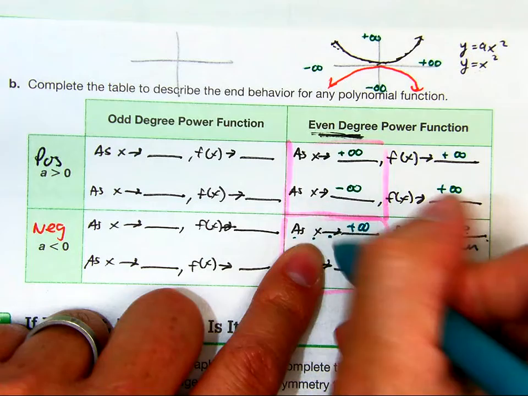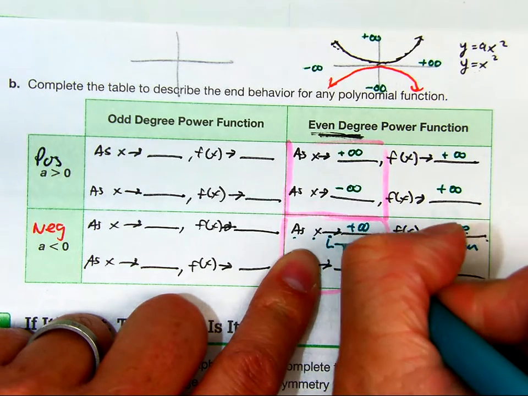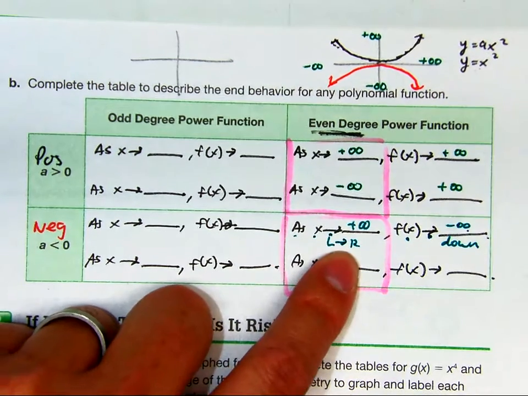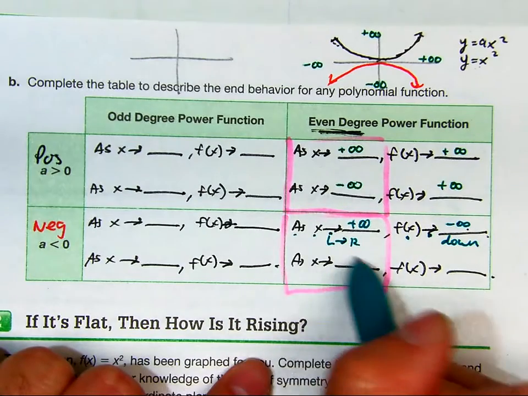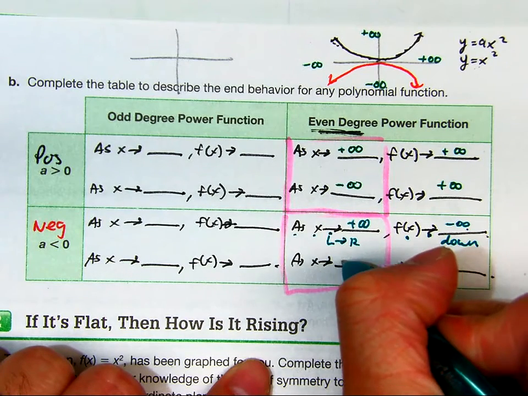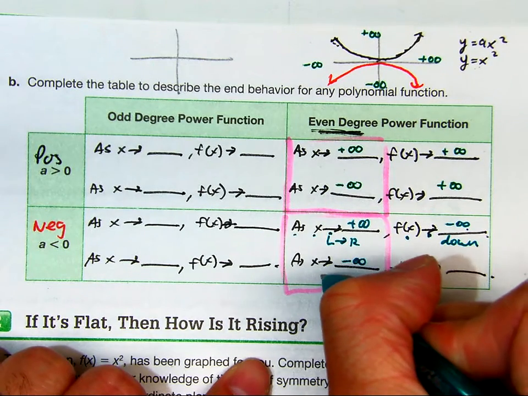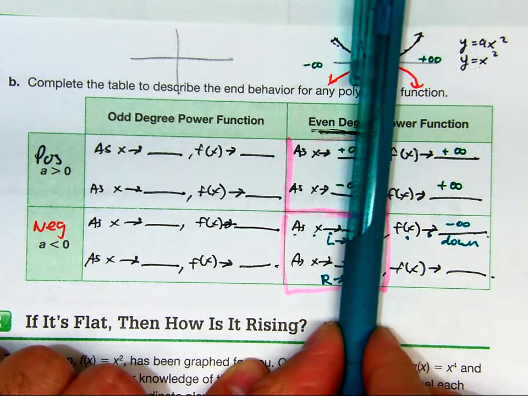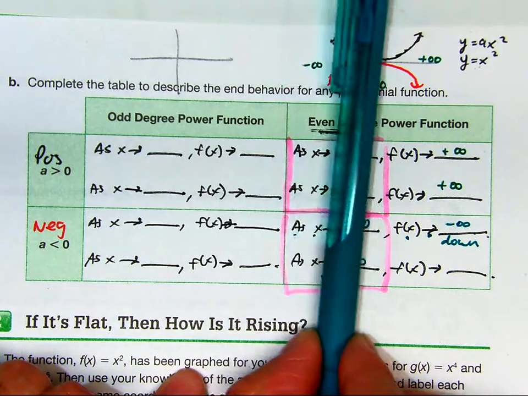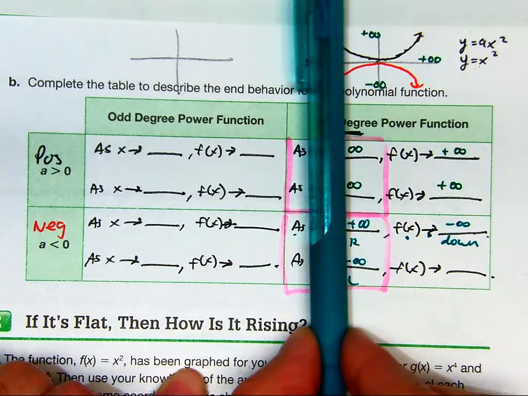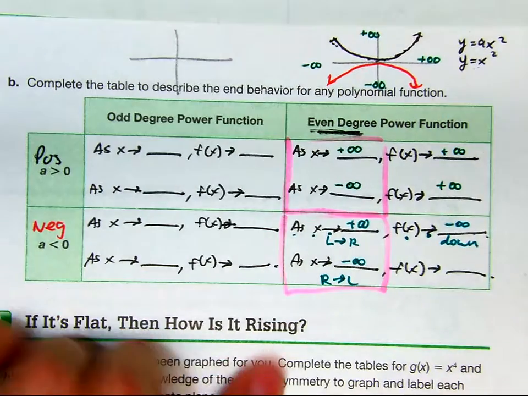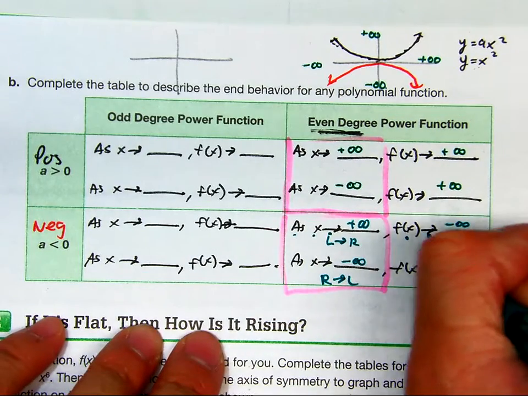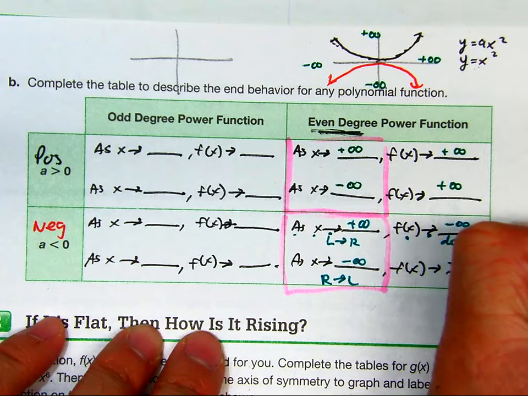So this one's going towards the right, left to right. Class, this one's going to be going what? Negative infinity, which basically means right to left. We're looking at the red roller coaster. What happens to our graph? Decreases or goes down. You can see the arrows going down. So that would be f of x approaches negative infinity.